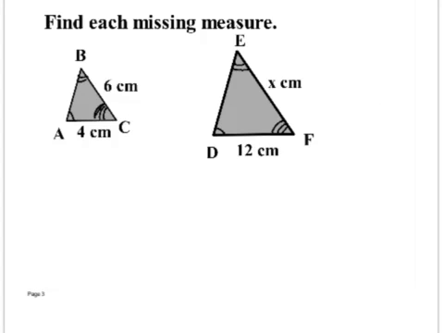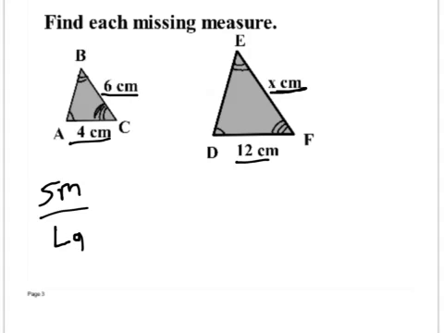Write this down and draw the figures. Find each missing measure. On this one, they only have one missing measure. This is X. Okay, we don't know what X is. We know the other side of that triangle, which is 12, and we know that triangle ABC is similar to triangle DEF. So what we do now, I always go small triangle over large triangle.